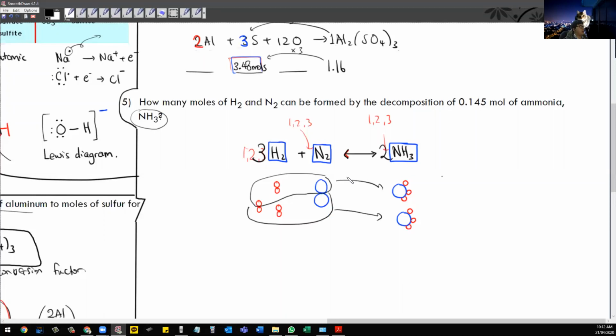So we're not going to be counting them as atoms. We're going to be counting them as molecules. These are all molecules, right? That's a nitrogen molecule, ammonia molecule. Now, the question now is, you got 0.145 ammonia. How many hydrogen molecules, and how many nitrogen molecules do you get? Okay, give that a go.